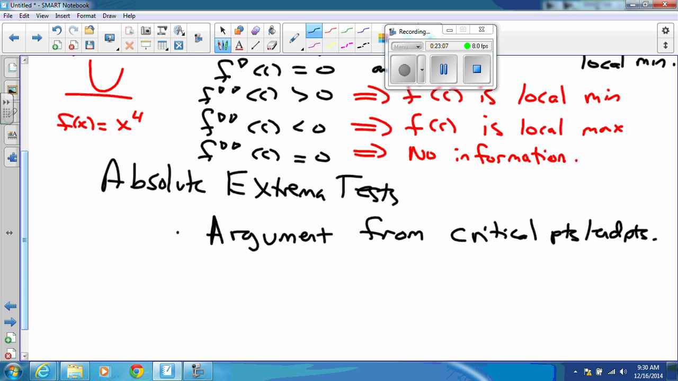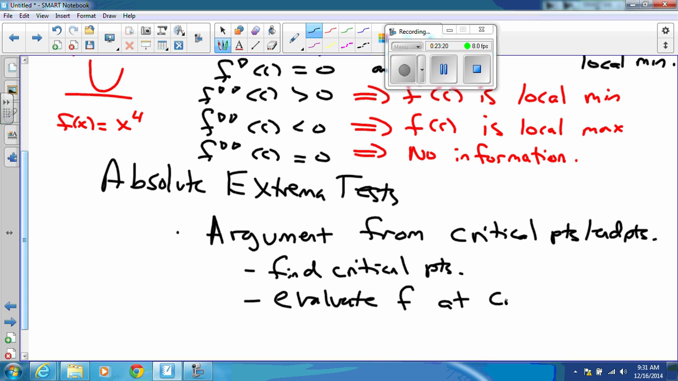Plug in the critical points. Set f prime equals 0 and find all the values. Yep, I've done that. And take the inputs. Yeah, that's right.